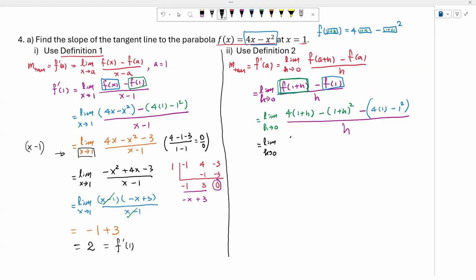And now, of course, I will take care of the parentheses: 4 plus 4h minus, okay, again, it will be the first term squared plus 2 times the first term times the second term plus the second term squared. And then minus 3.